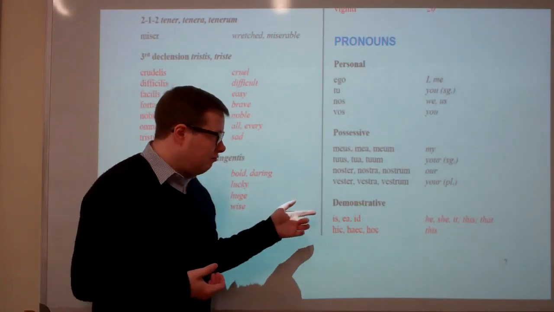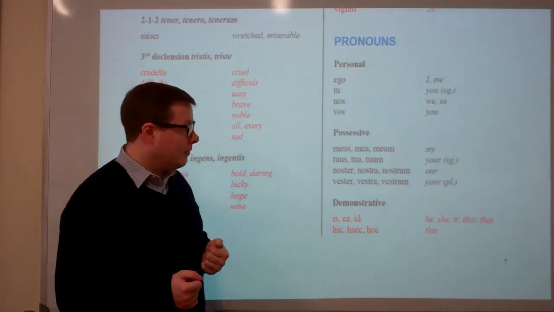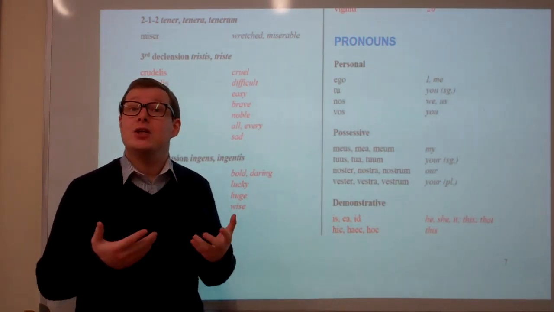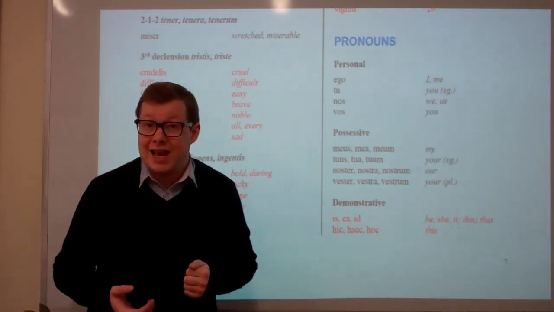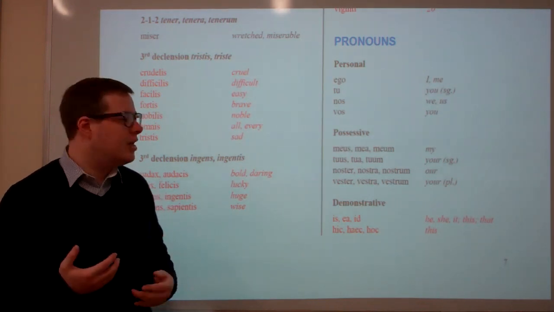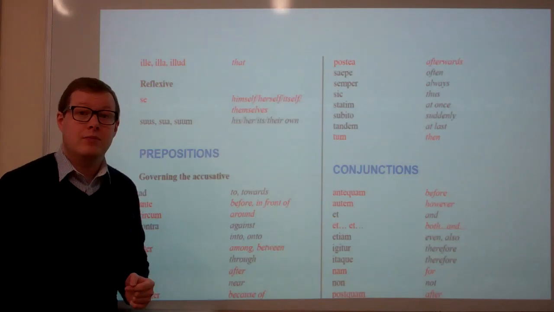Demonstrative pronouns, again quite logically, are for demonstrating things, pointing things out. Is, ea, id is the third person pronoun. He, she, it. While hic, haec, hoc, and ille, illa, illud are demonstrative pronouns which work as adjectives. Hic means this, and ille means that.